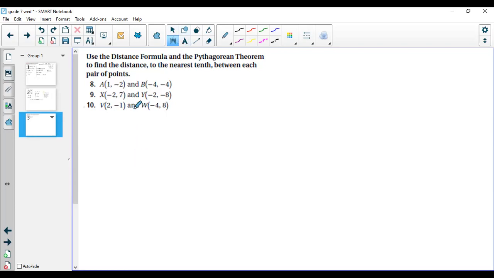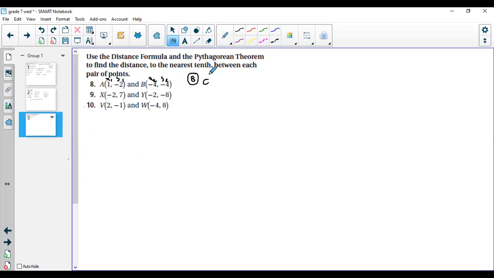So you need to find the distance between A and B. They said use both the distance formula and the Pythagorean theorem. So first let me use the distance formula. This is going to be x1, y1, x2, and y2. Now I am not writing the distance formula, but you need to write it, okay? So this is question number 8.